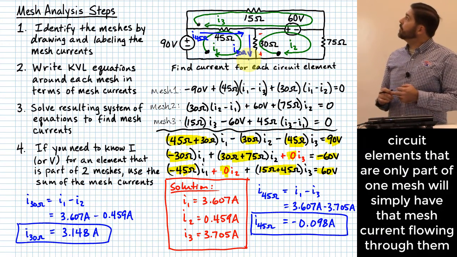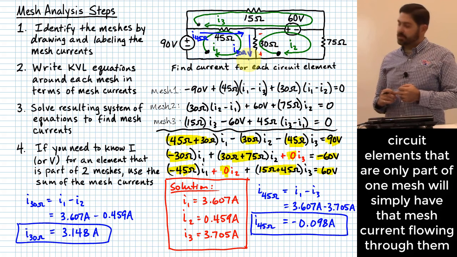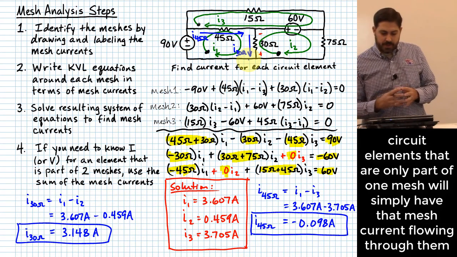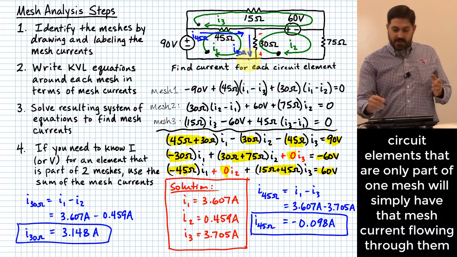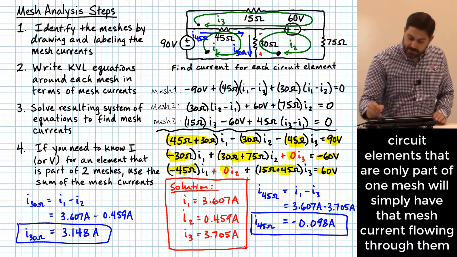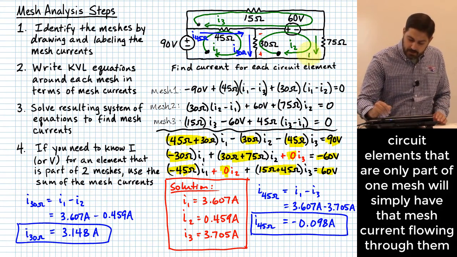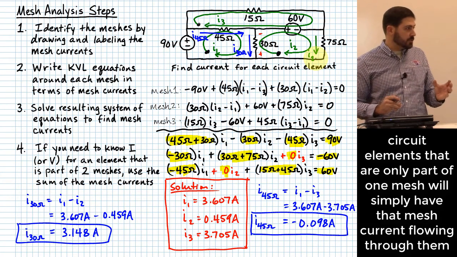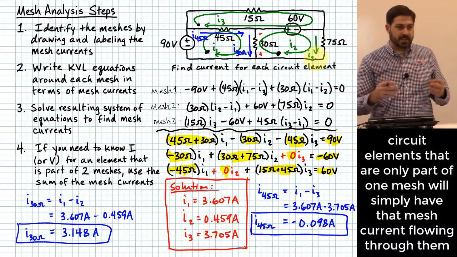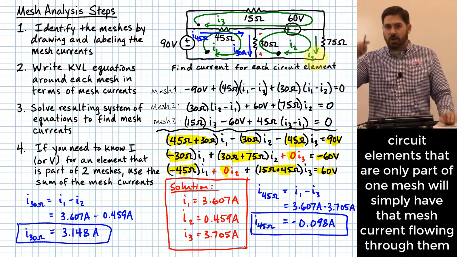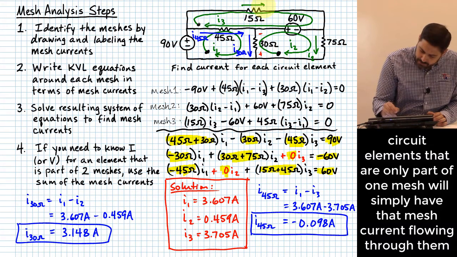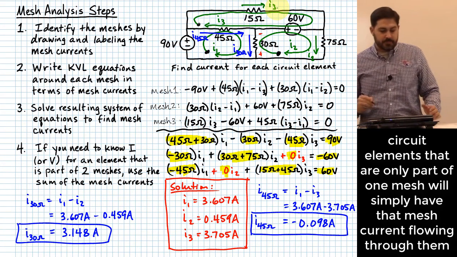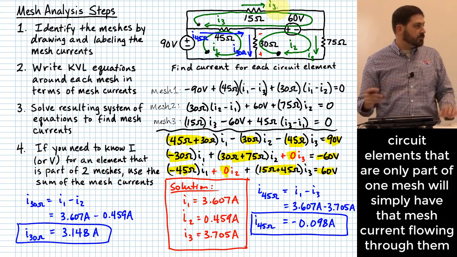Okay, we could do other ones as well. For instance, what if I needed to know the current through the 75 ohm resistor? The 75 ohm resistor gets a current of I2, right? I2 is what goes through the 75 ohm resistor. So there's no post-processing that I need to do for that one because it's only part of one mesh. What about the 15 ohm? Same deal, right? It gets a current here of I3. So again, there's no post-processing I've got to do to figure out that current.